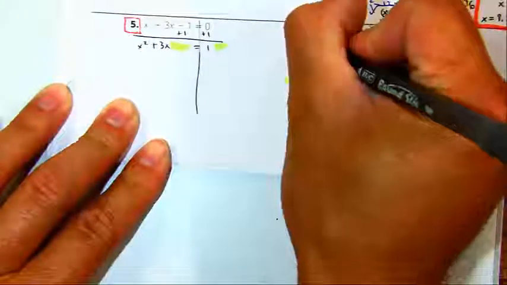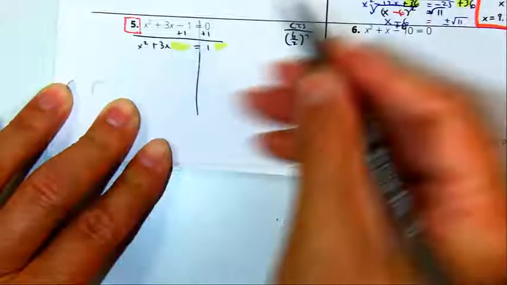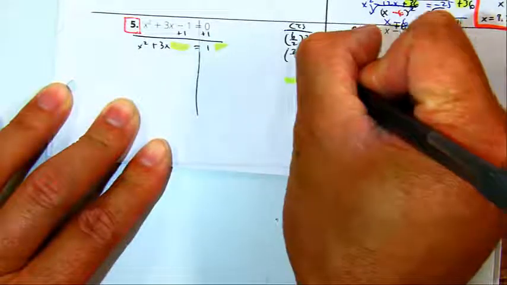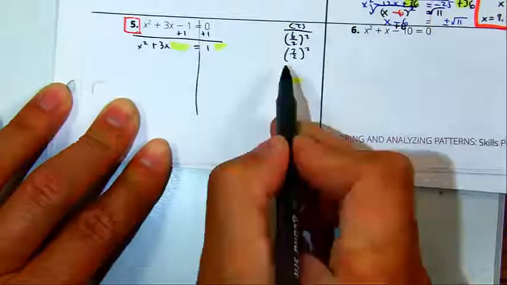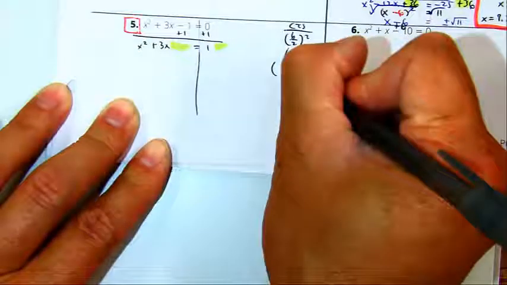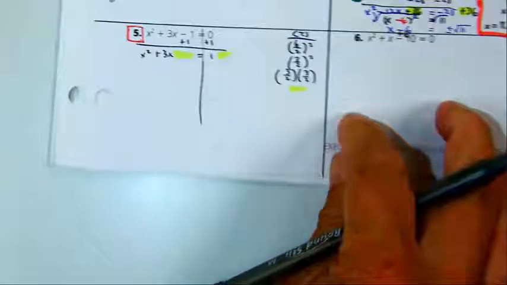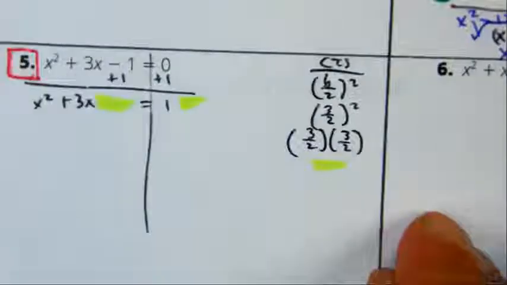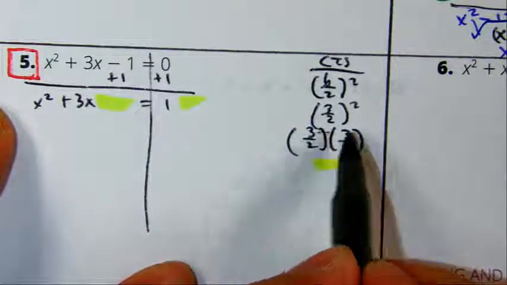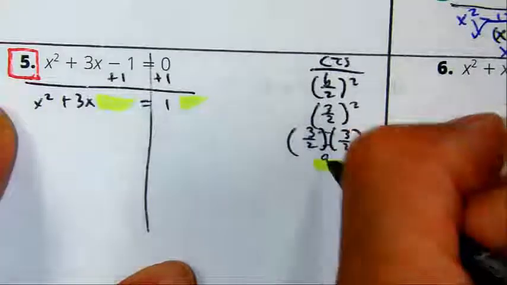CTS, completing the square, is b over 2 squared. But my b value is a 3. What is 3 halves squared? That's 3 halves times 3 halves. So when you're multiplying fractions, you just multiply across. You get 9/4 is your answer.